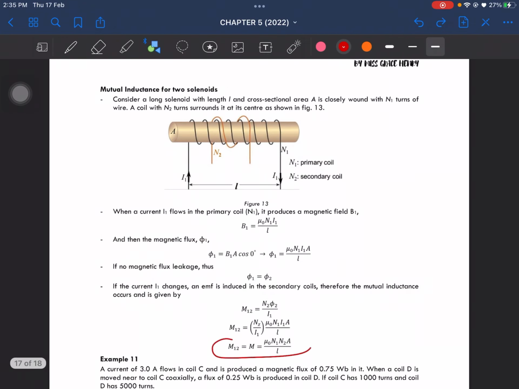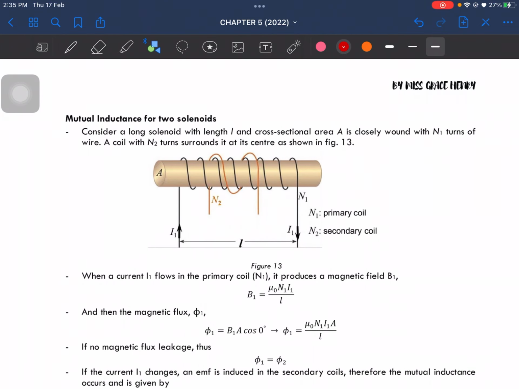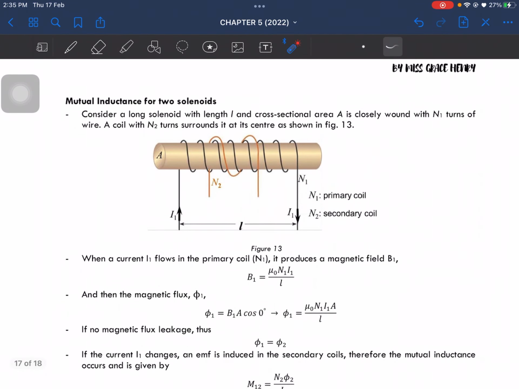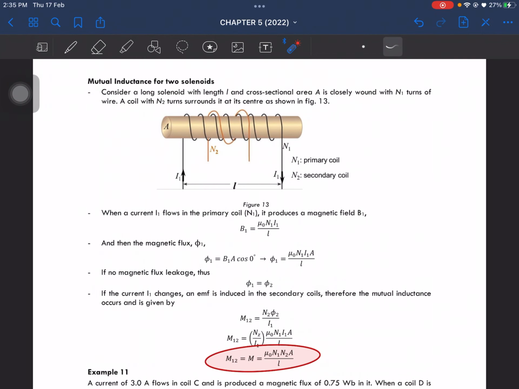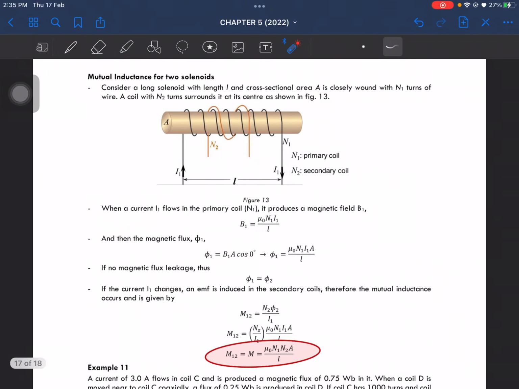But how do we obtain that? Let's look at this one. Consider a long solenoid with cross-sectional area A, closely wound with N1 turns of wire. A coil of N2 turns is around its center. When a current flows in the primary coil, which is the black wire, it produces a magnetic field of B1. So we obtain this one, and then the magnetic flux is just this equation here. If there is no magnetic flux leakage, no loss of magnetic flux, we can let the magnetic flux of coil 1 be equal to that of coil 2.